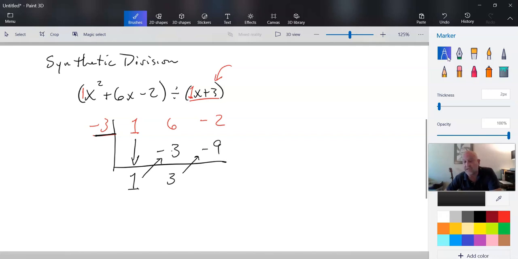You notice there's no sign switching, and it's because that's taken care of over here, right? I have a +3 here, so if I write a -3, it takes care of all the subtractions. Now, the last number we get here, -11, is our remainder.